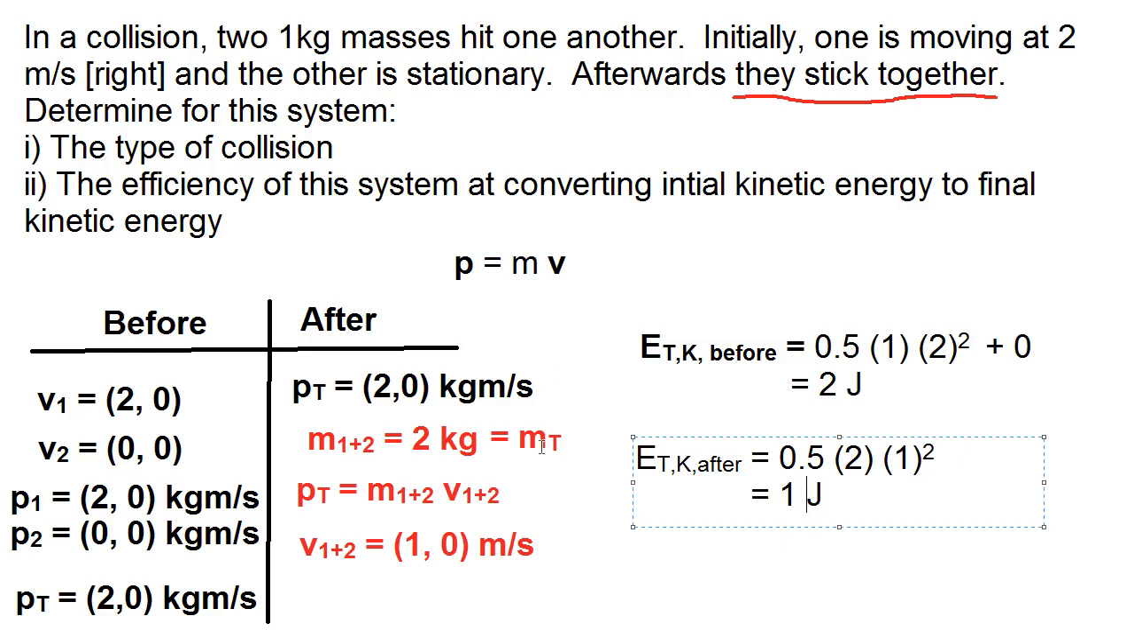So what you'll notice here is, even though my total momentum is the same before and after, my total kinetic energy is not. Right? I've actually lost kinetic energy. I've gone from having 2 joules to 1 joule. Now, in terms of the type of collision, this here is an inelastic collision. Inelastic literally means energy is not conserved throughout the collision. Elastic means kinetic energy is conserved throughout the collision.